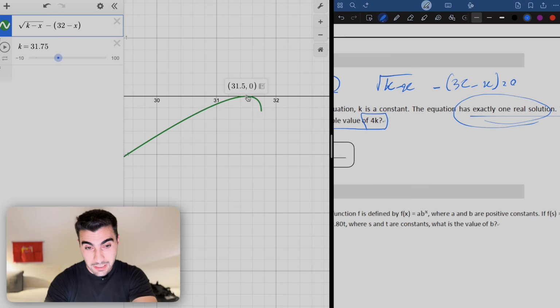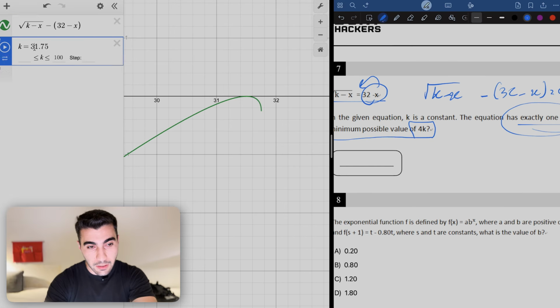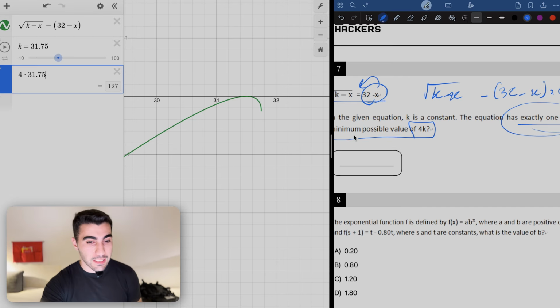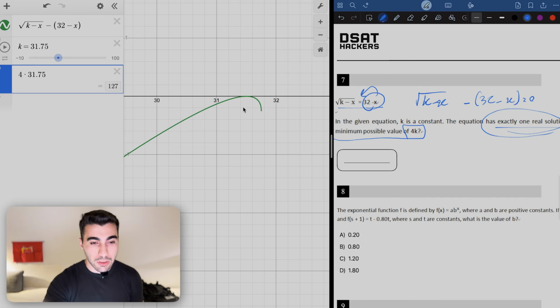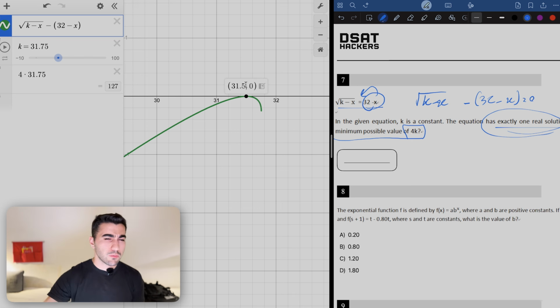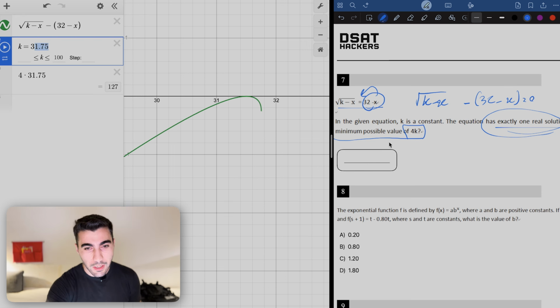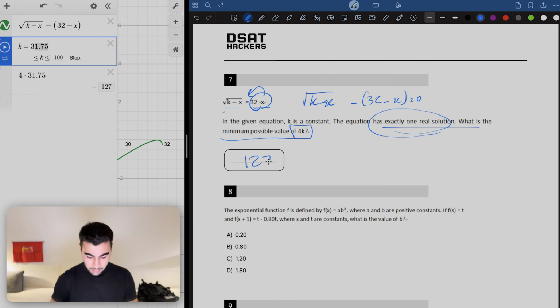Now this is not the answer. This is not what we are looking for. We are looking for 4 times k. This is the value of k. So we're going to do 4 times this value, which is 127. That is the answer. Most students do this question, they find this 31.5, and they plug that in, or they do 31.5 times 4. But in fact, this is the k. That is just the x-intercept, right? So the answer is 127. That's how you do this question.